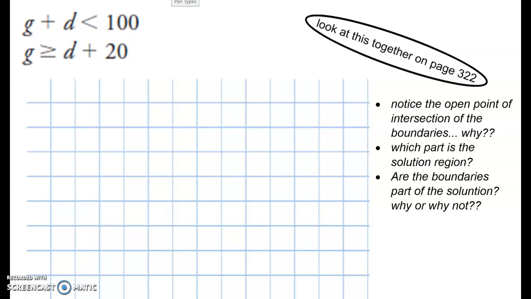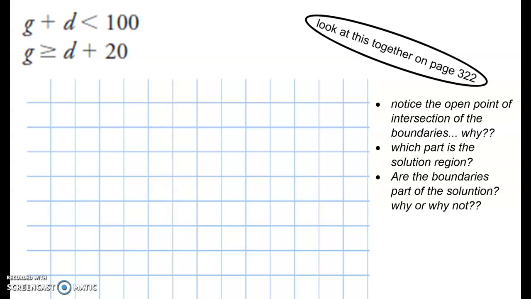Okay, welcome back to part 2, and this is page 4 in your notes. This is from page 322 in your textbook, and you can go there, and there's 3 really good examples if you want to look them over. This example talks about mixing green dye and dark purple dye, and that's where the G and the D come in. And they have written these inequalities for you, and you're asked to graph them below on this grid.